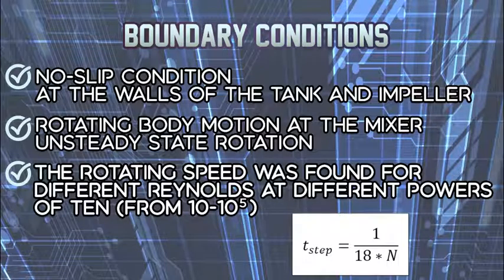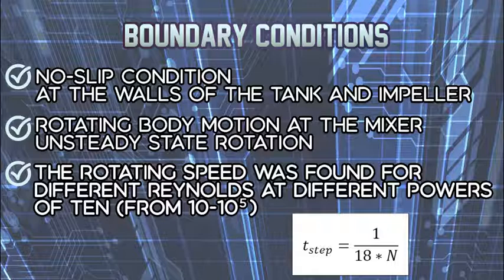The boundary conditions that were taken into account were the traditional no-slip condition at the walls of the tank and the impeller. Also, for the mixer, a rotating body motion was used. This is an unsteady state rotation that is superior to a moving reference frame because it models the rotation of a solid instead of using a coordinate system shift.